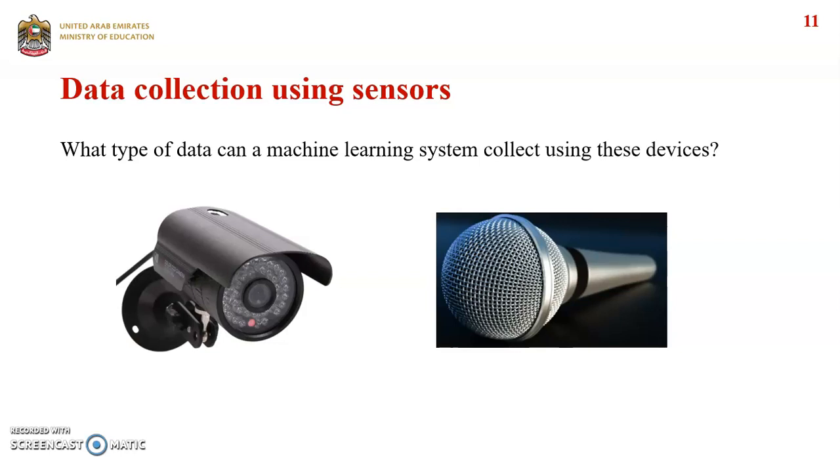What type of data could a machine learning system collect using the two devices shown on screen? The device on the left is a CCTV camera, and that will collect images or video data for the system. The one on the right is a microphone that is used to collect audio, sound, or voice data.